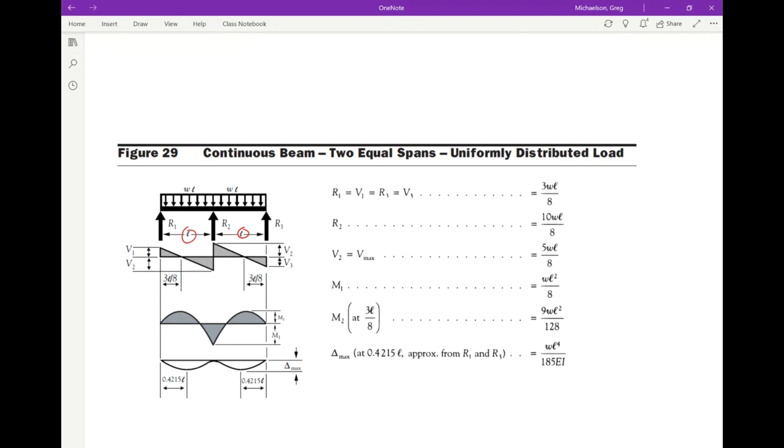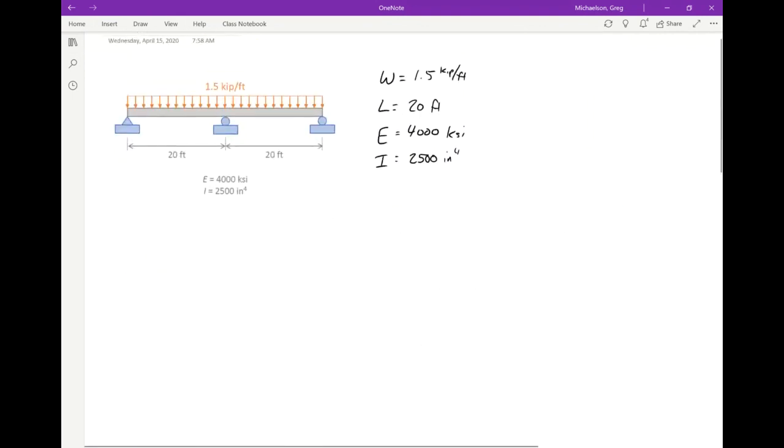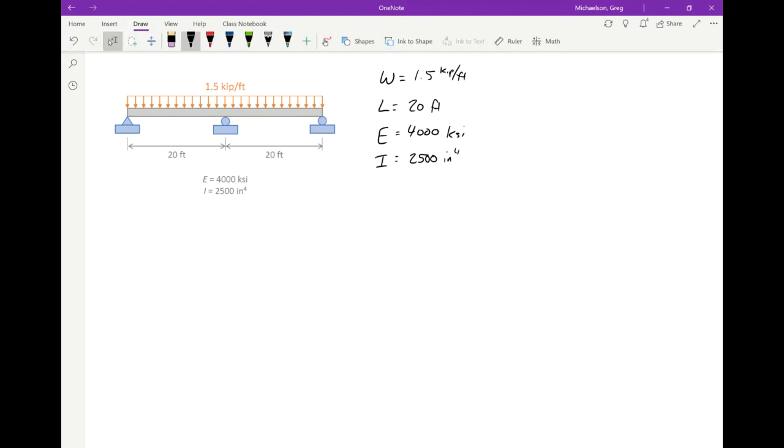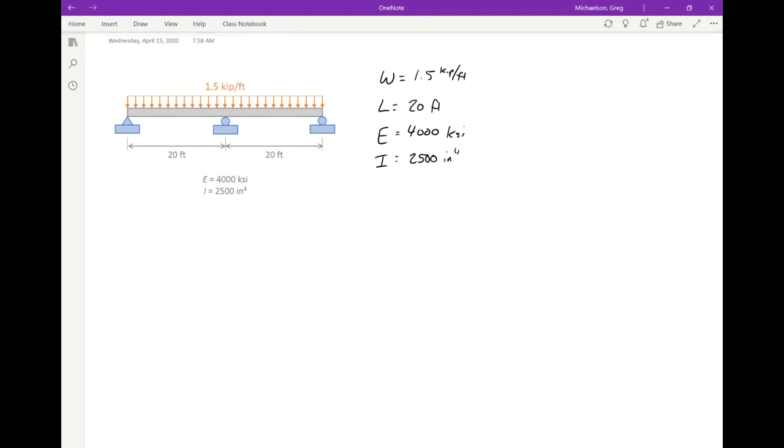Now, from there, it should be pretty straightforward. It should be a pretty straightforward expression. What I want to know is what's the maximum shear, what's the maximum moment, and what's the maximum deflection. And so we're going to do each of these. So let's start off with the shear.